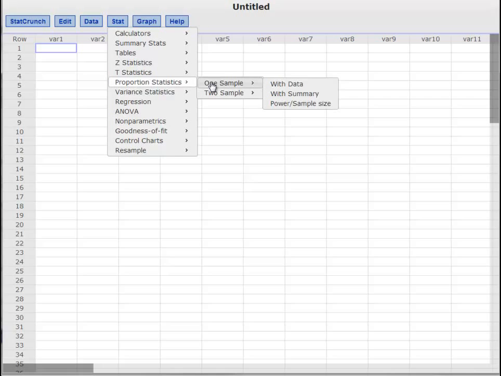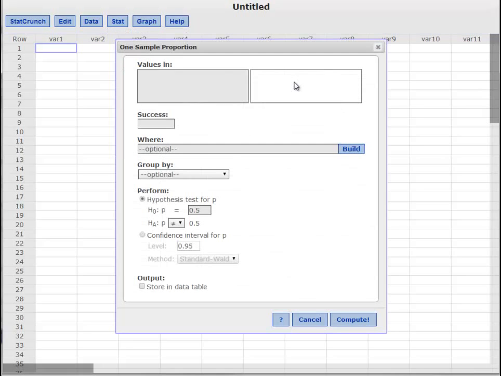One sample, because we only have one sample. With data, this is the option when you actually have raw data. So had you gone out and actually collected a bunch of data, and we're trying to count up the number of successes versus the number of failures, you would use this option. You would have to have all of your data in one of these columns here, and then you would have to tell it what a success was.